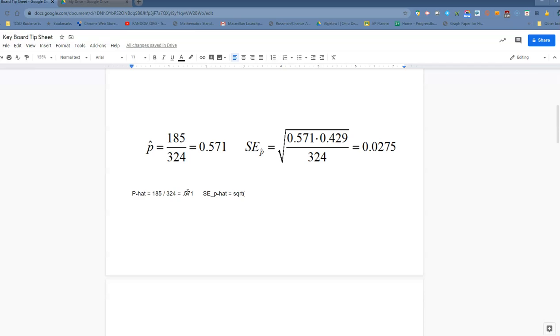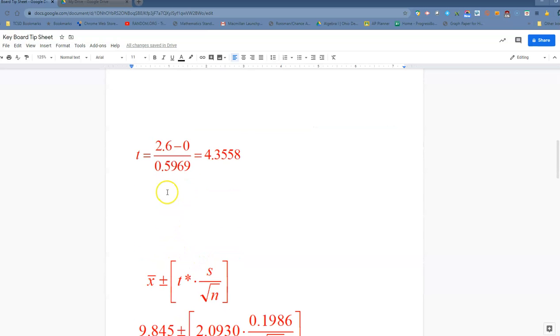Now we're going to type all this in. So 0.571, and then you can use the little times symbol if you want, or you can use parentheses, 0.429 divided by 324. Close that off, equals 0.0275. Very easy to do, very simple to do, but really taking the time to see this in this video and even practice it on your own will really help.